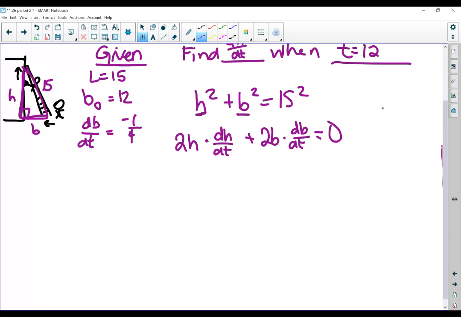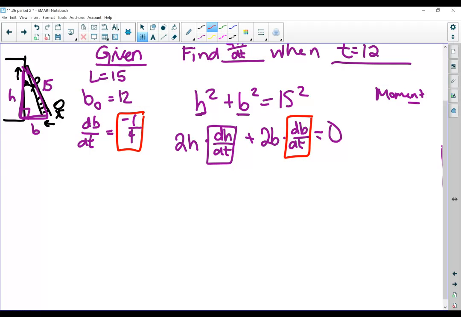So at this instant, let's think about what's happening. I'm looking for dH/dt. I always put a box around who I'm trying to find, and I'm going to ask myself, do I have all the information? Okay. In order to figure out this rate, I need to know all these other variables at this moment. dB/dt is a constant, so I know that one because it's negative 1/4. So I'll be able to plug that in.